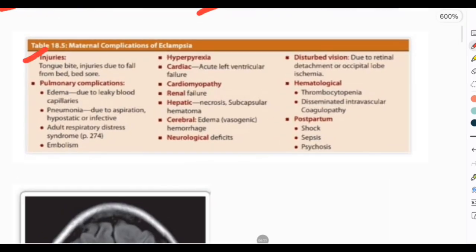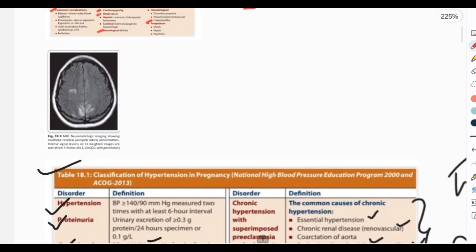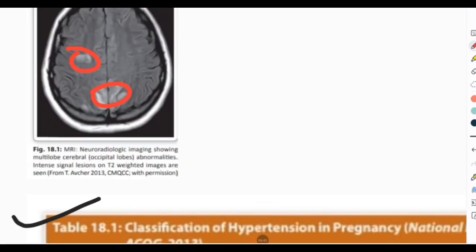Then maternal complications: injuries, tongue bite, pulmonary edema, hyperpyrexia, cardiac failure, cardiomyopathy, renal failure, neurological deficits, disturbed vision, postpartum shock, sepsis, and psychosis. Then neurologic imaging showing multi-lobe, cerebral occipital lobe abnormalities, intense on T2 weighted.